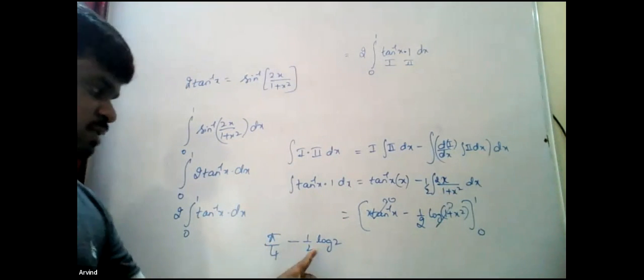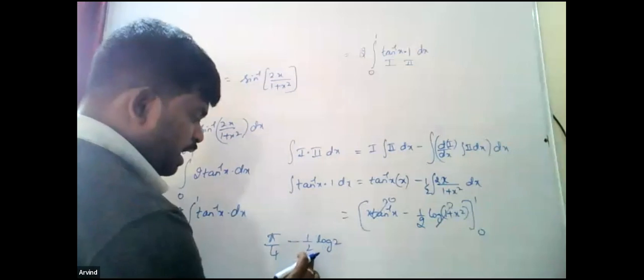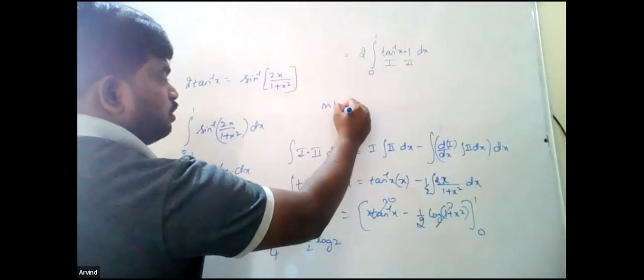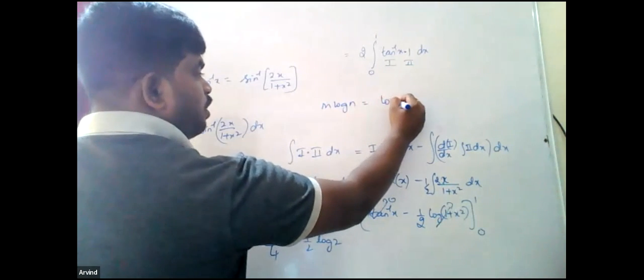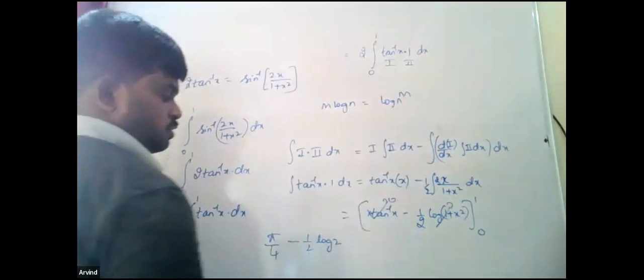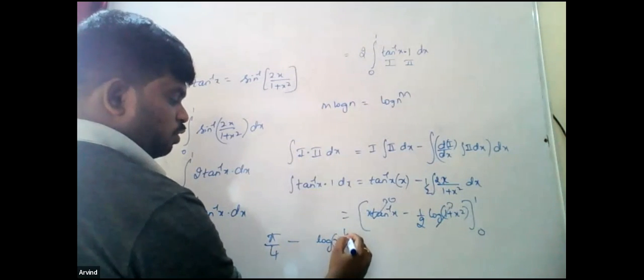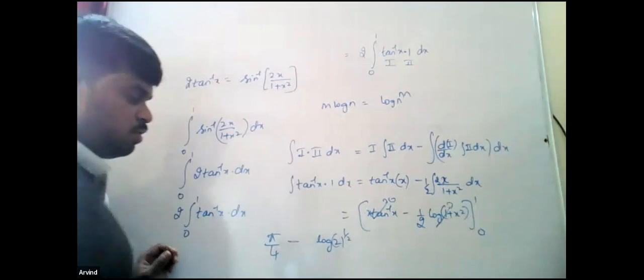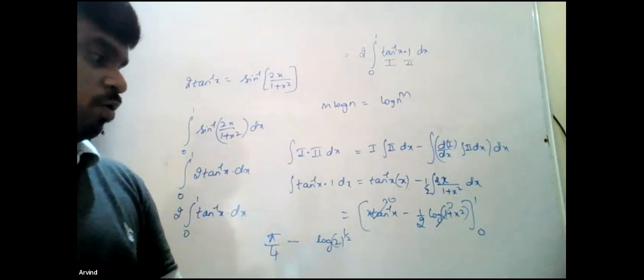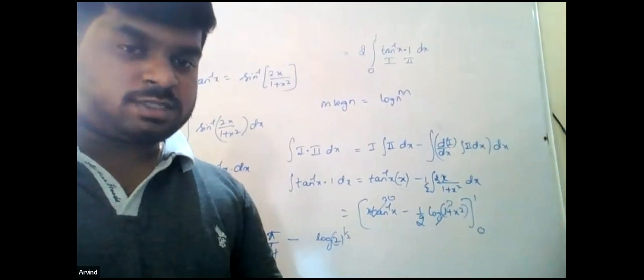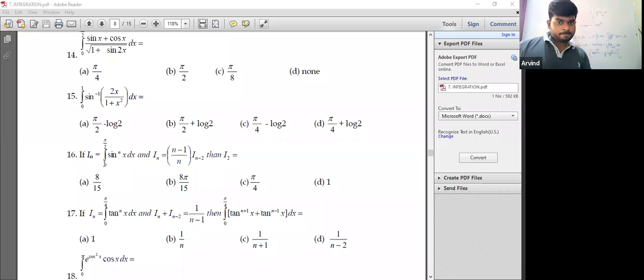So pi by 4 minus half log 2. Or this m log n can be written as log n to the power of m. So using that, this can be log 2 to the power 1 by 2. 2 to the power 1 by 2 is nothing but root 2. So pi by 4 minus log root 2, or pi by 4 minus half log 2.